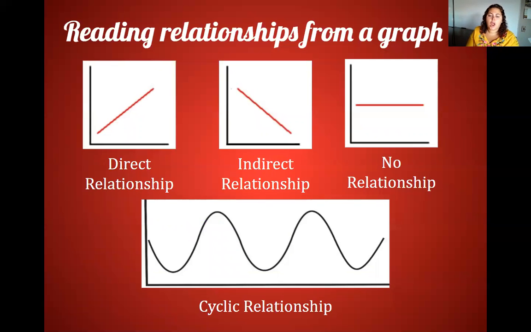Reading relationships from graphs, direct relationships are going to have a positive slope, right? Indirect relationships, a negative slope. No relationship, just a flat line. And then we can also have things that are a cyclic relationship. This is what we're going to be particularly concerned with in earth science. We're going to look at a lot of different cycles. Temperature is one that's pretty common.